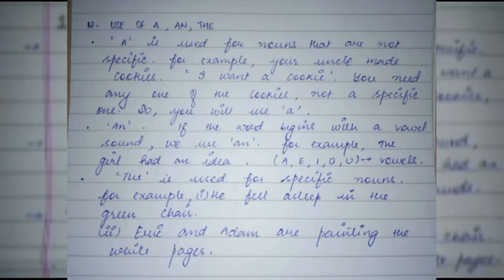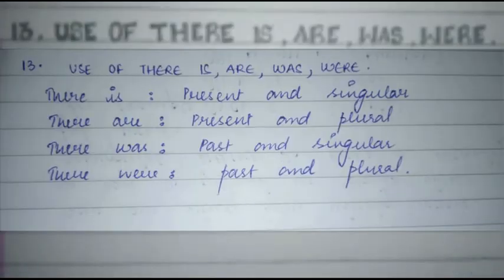In your notebook, you will do all the exercises of this chapter also. Now let's move on to chapter number 13. The name of the chapter is Use of There Is, There Are, There Was and There Were. In this chapter I will teach you where you use these four particular words in sentences. First one is there is. Now where do we use there is in a sentence?